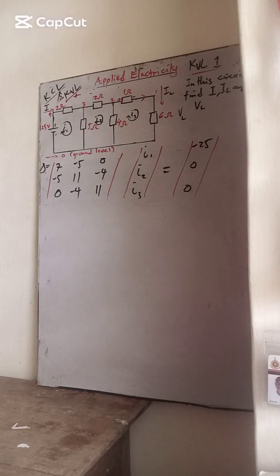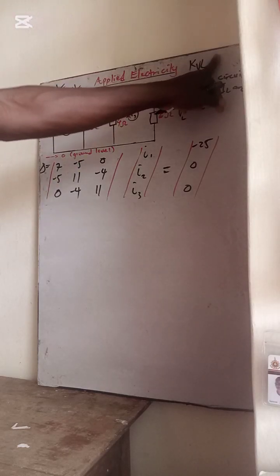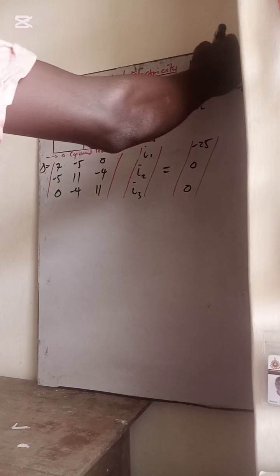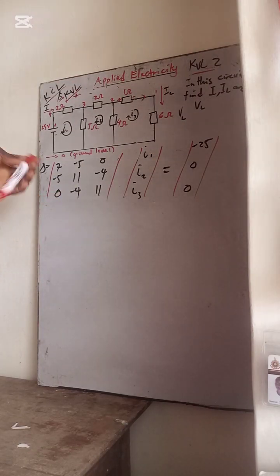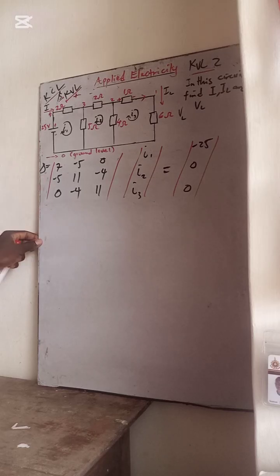So welcome to this last video of KVL. This is part 2. We've gotten to our determinants and Cramer's rule stage. So we want to calculate for delta, delta 1, delta 2 and delta 3. And we know how to do that.